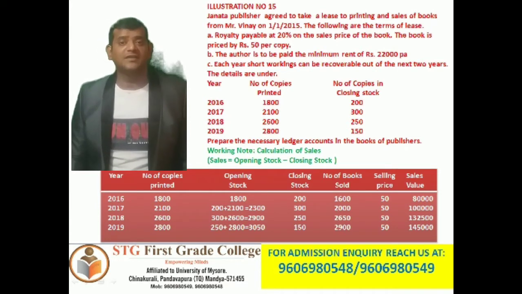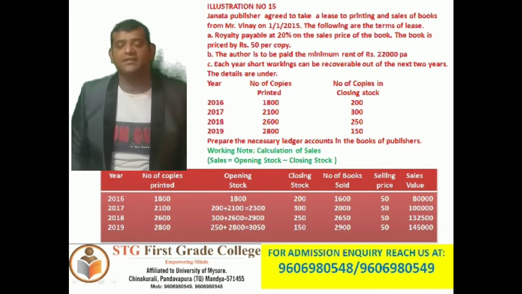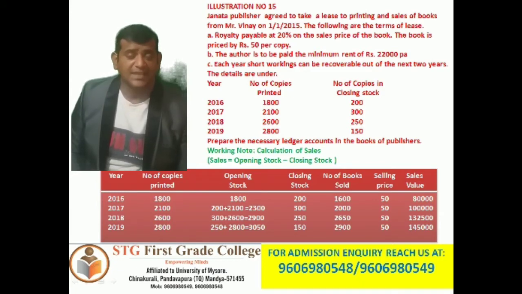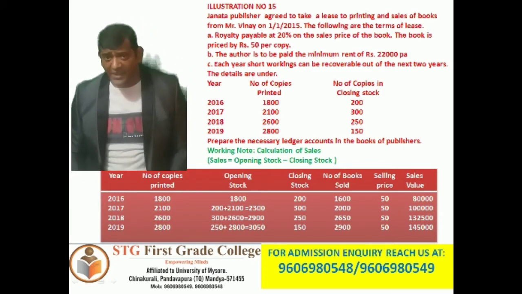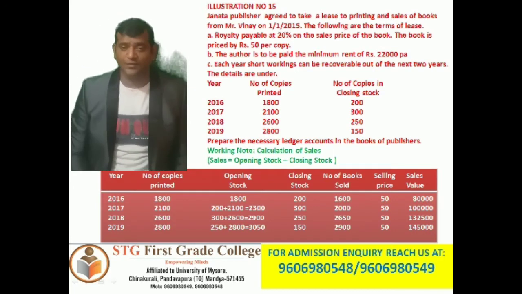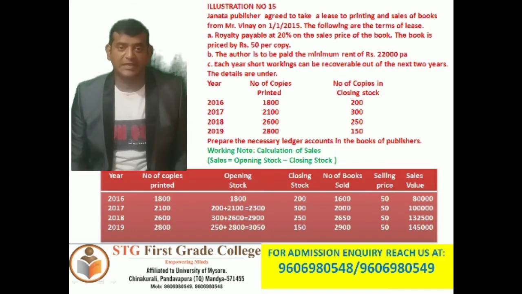See here, they have not given the sales, so we are supposed to calculate sales. And the royalty is payable at 20% on the sales price. They have clearly mentioned that in point 1 only. Clear? So for this purpose we are supposed to calculate the total sales value, and the number of copies printed and closing stock, everything we should consider. So there we are supposed to prepare a table to calculate this.